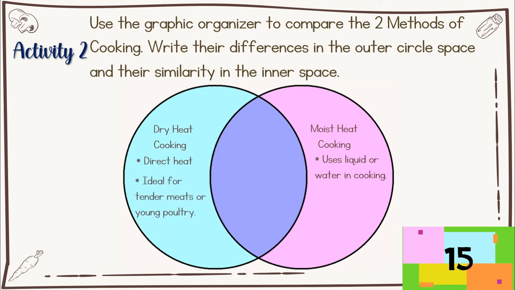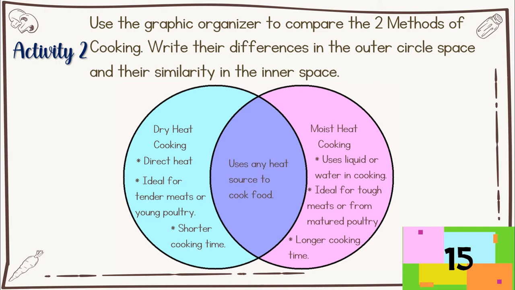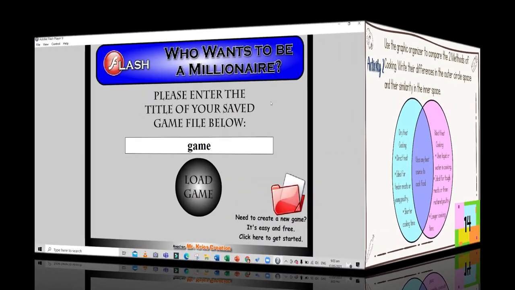Dry heat cooking is ideal for tender meats or young poultry, while moist heat cooking is ideal for tough meats or from matured poultry. Dry heat cooking requires a shorter cooking time, while moist heat cooking requires a longer cooking time. And their similarity is they both use a heat source to cook food.